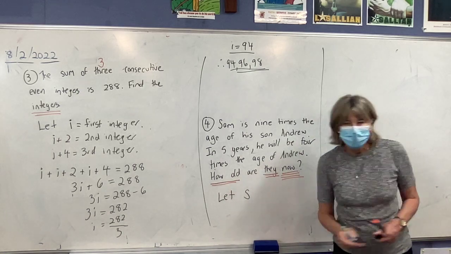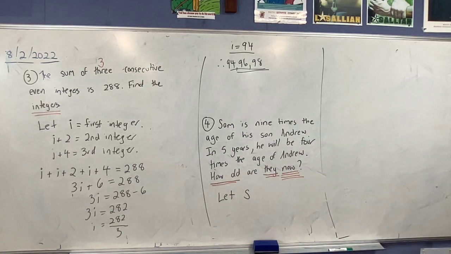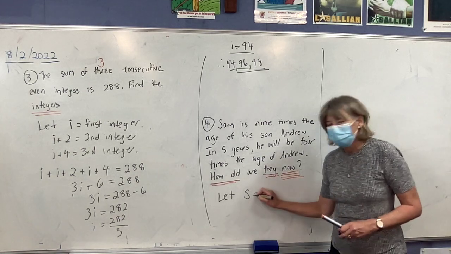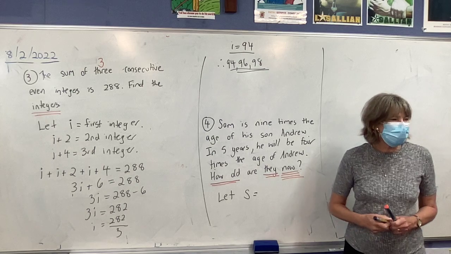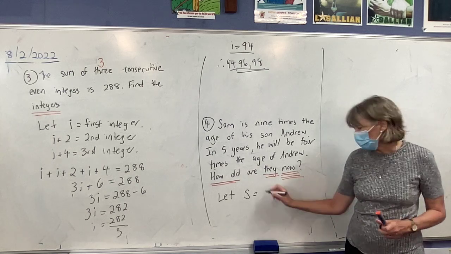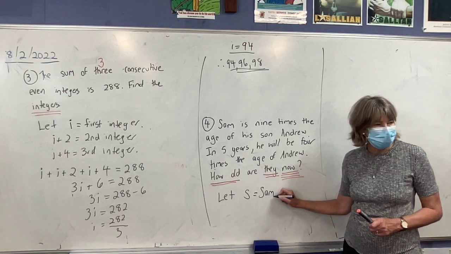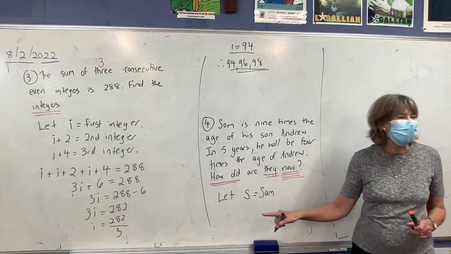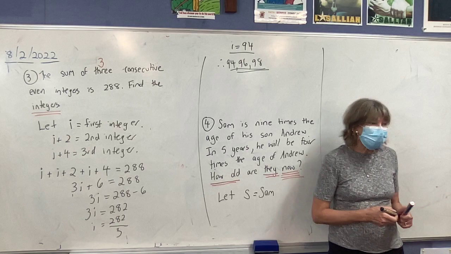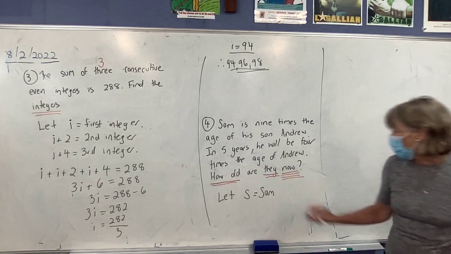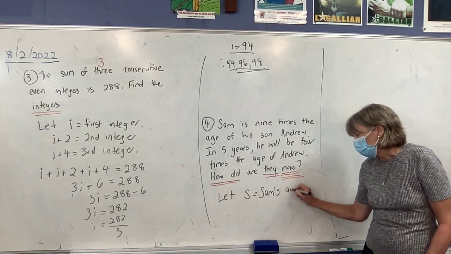So, let S, what are we going to let S equal? Who starts with S? Sam. So we're going to let S equal Sam? No. Because all these letters are supposed to be representing numbers. It's a pronumeral. Sam's age. Bit more information.